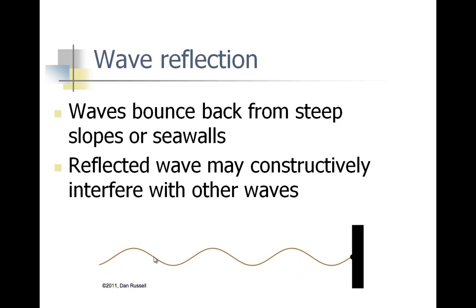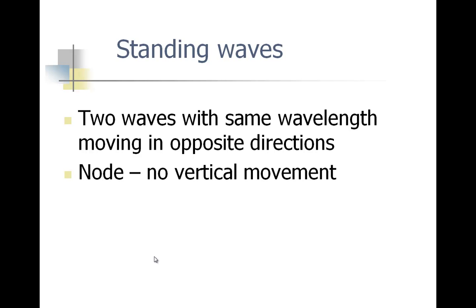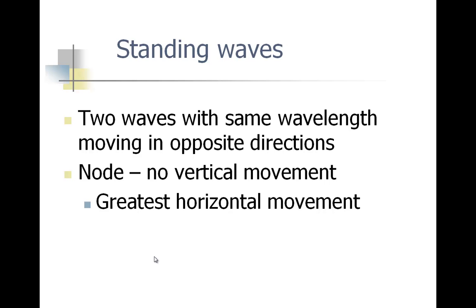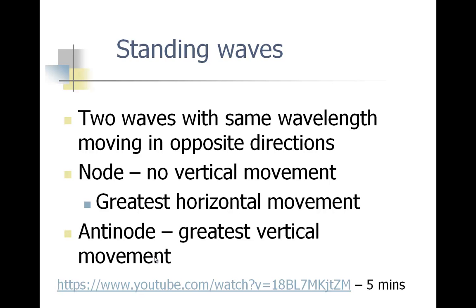Reflection usually causes constructive interference, and it causes crests to be larger than they normally are. Standing waves, which we just talked about, are two waves of the same wavelength moving in opposite directions. You have a node developing where you get no vertical movement, you get lots of horizontal movement. And you have an antinode where you have the greatest vertical movement and very little horizontal movement.